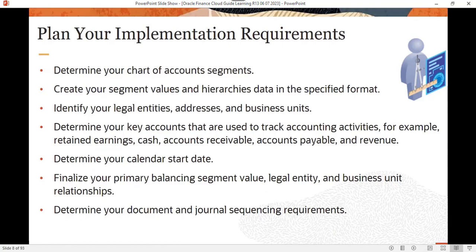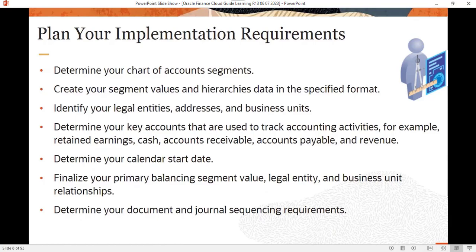When do you need to start your calendar? Does your year go from January to December, or is it April to March? The start date is also important for when you actually want to start entering transactions, and also for loading historical data.